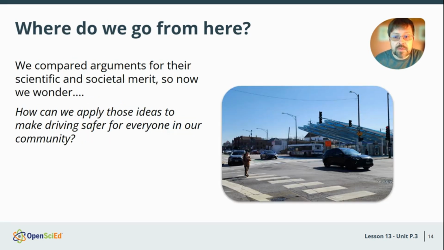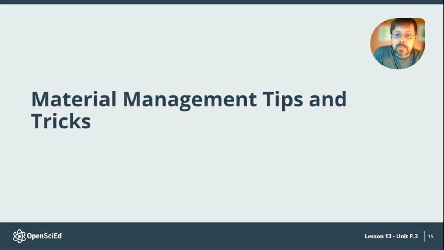Where do we go from here? We've compared arguments for their scientific and societal merit. So now students are wondering, how can we apply those ideas to make driving safer for everyone in our community? We take our ideas from the unit and apply them to a local transportation problem.